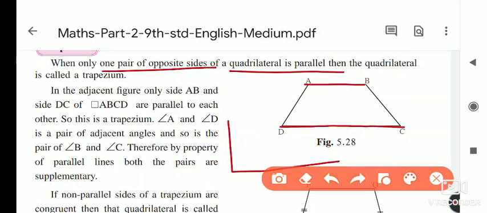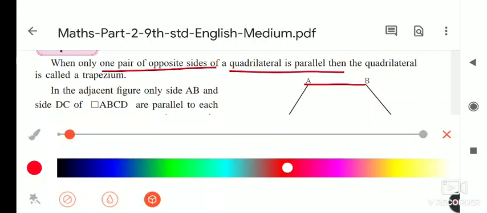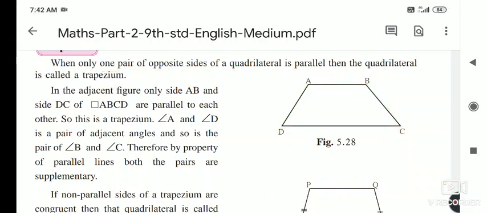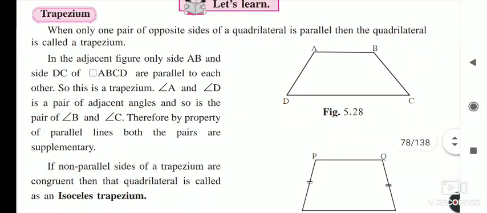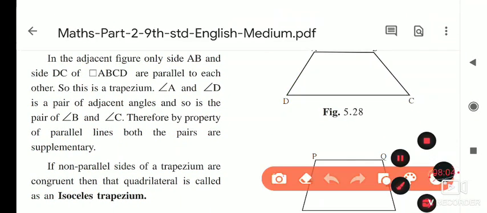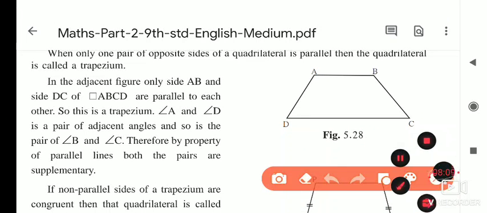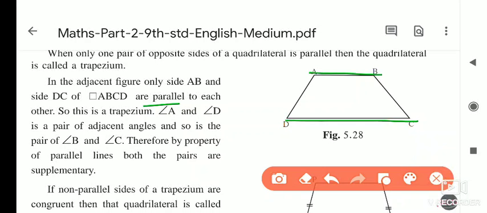Okay, so here these are called a trapezium, and the trapezium's property is that its opposite sides are what? One pair of opposite sides is parallel to each other. Next, in the adjacent figure, only sides AB and DC of quadrilateral ABCD are parallel to each other.